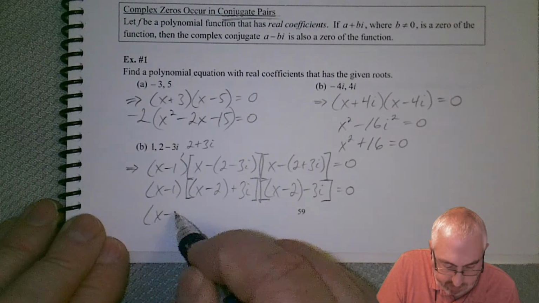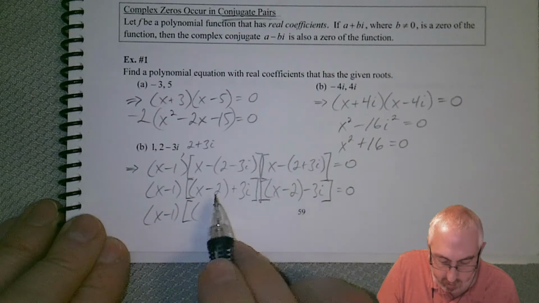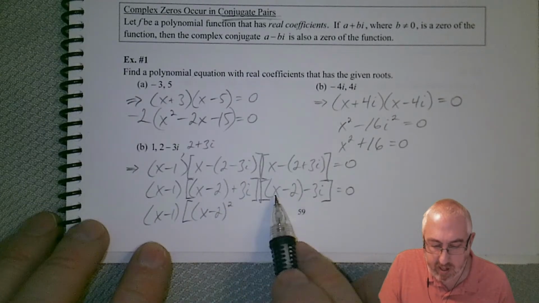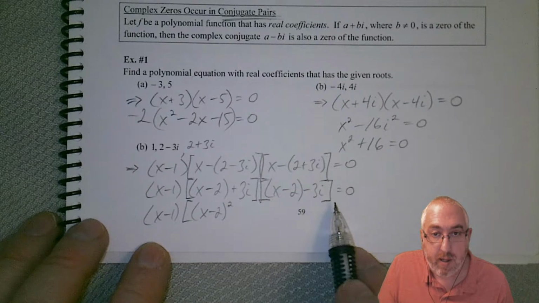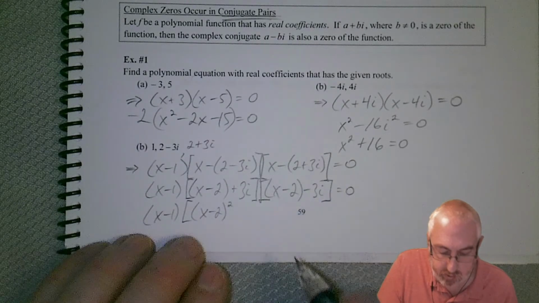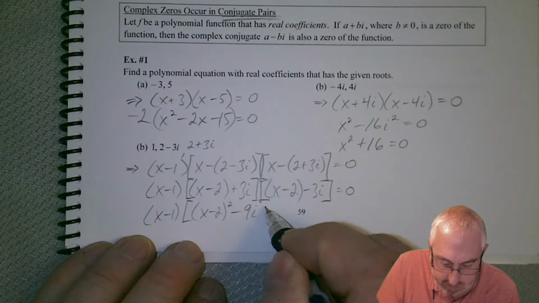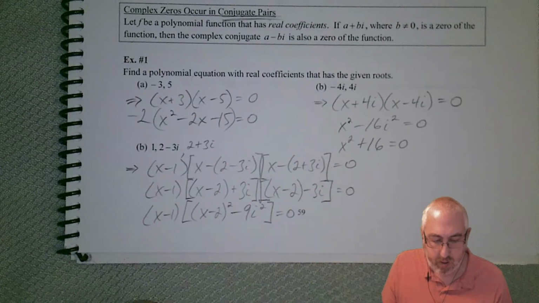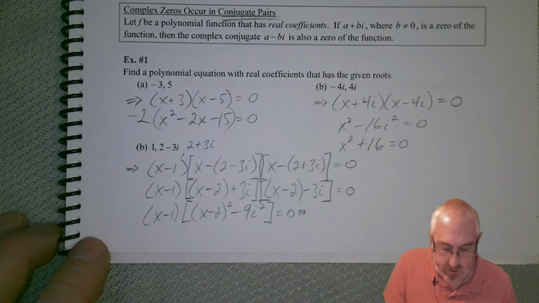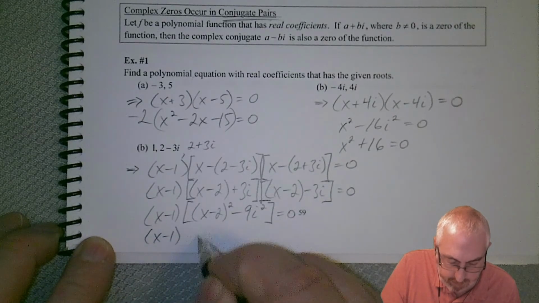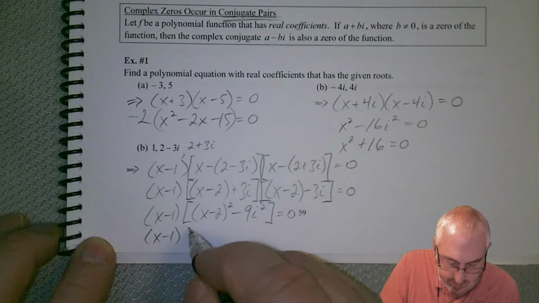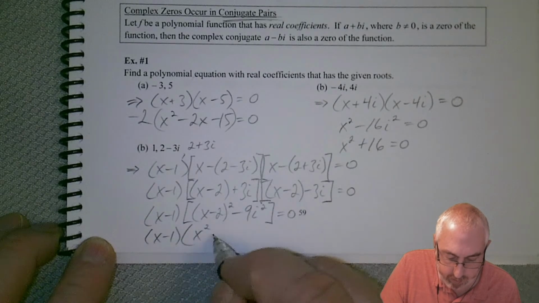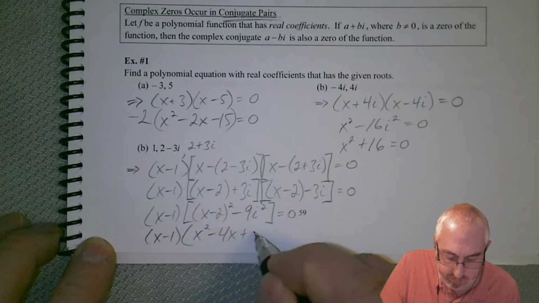So this would give us an x minus 1. So our firsts are going to be that binomial squared. Our inside and outside will cancel. So all that's left is the last, which is going to be a minus 9i squared. And again, that's equal to 0. And let's go one more step down here. So we got x minus 1. And I think we can get rid of the brackets now. So if we FOIL this out, this is going to give us an x squared minus 4x plus 4.